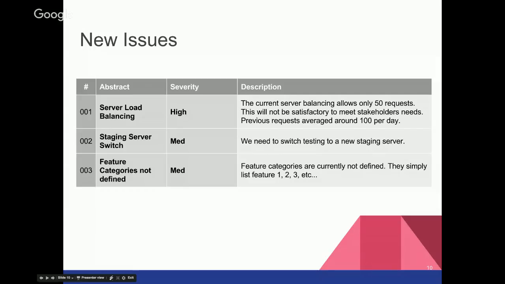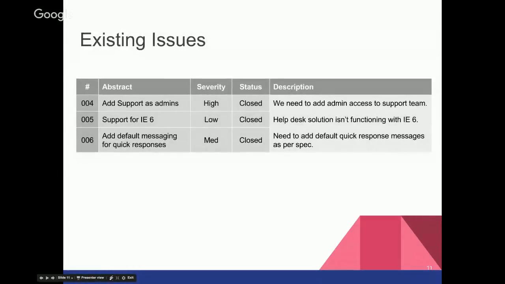We have some medium severity issues. We need to switch our staging server over so we can get into a new testing environment. And we also need to define categories for features inside the system. It should be a relatively simple task, but something needs to be done.